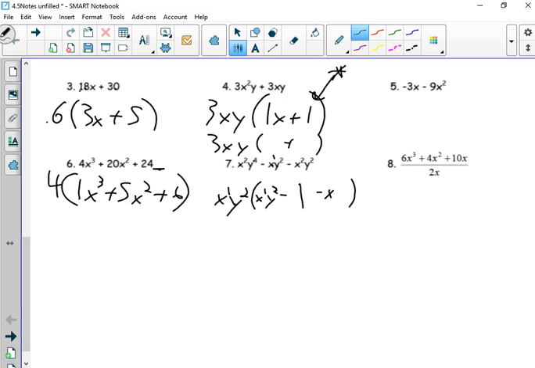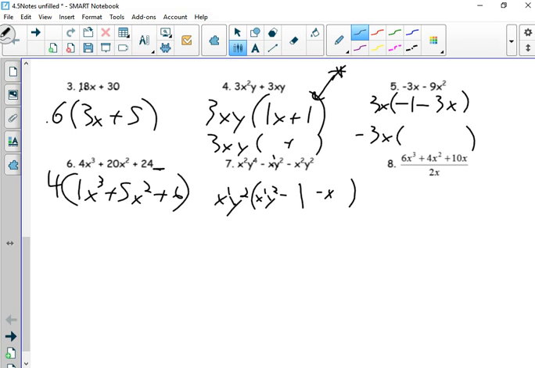Number 5. You have 2 choices here. You can take out a 3 or a negative 3. Okay? There's not one way to do it. You can take out a 3x or you can take out a negative 3x. If I take out a 3x, watch what happens. Negative 3 divided by 3 is negative 1. The x's cancel. Negative 9 divided by 3 is negative 3. X squared divided by x is that. A negative divided by a positive is going to be negative.